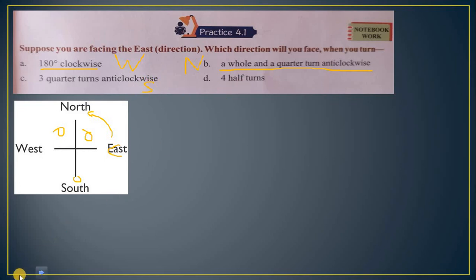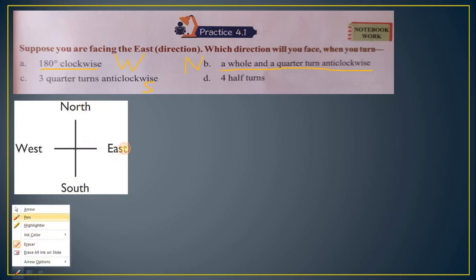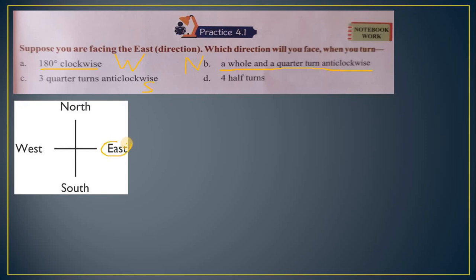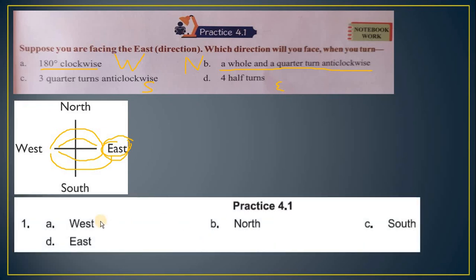Fourth one is 4 half turns. 4 half turns means suppose anyone is standing in the east direction. 4 half turns. Half turn means 180 degrees. So here this is 1 half, second half, third half and then fourth half. So we will be getting back to the east direction. So it is east. You can cross check the answer. West, then north, then the third one is south, fourth one is east.